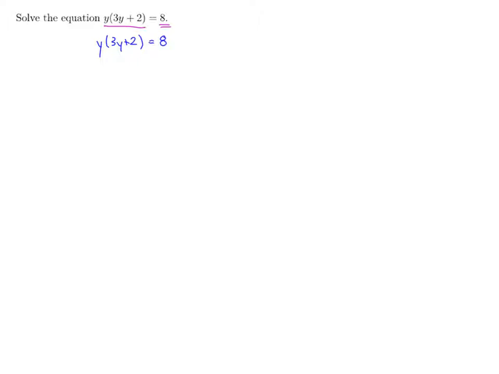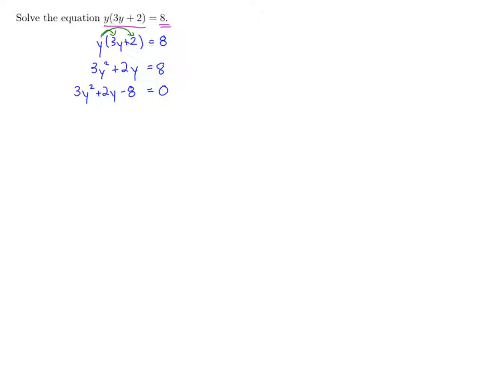So the first thing that we need to do is expand that left-hand side. We'll do that by distributing this y across 3y plus 2. And that will give us 3y squared plus 2y equal to 8. Now at this point, we need to set the equation equal to 0. We can do that by subtracting 8 from each side. And that will leave us with 3y squared plus 2y minus 8 equal to 0.